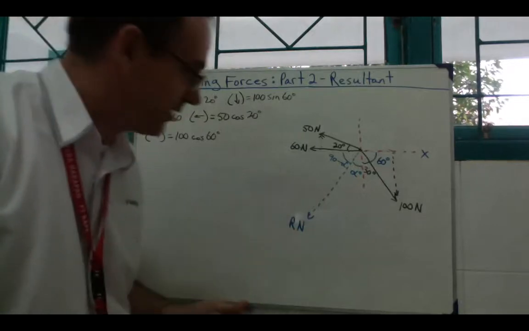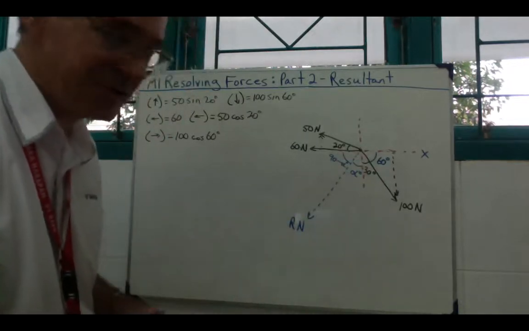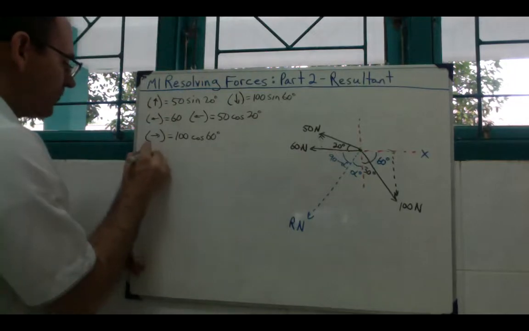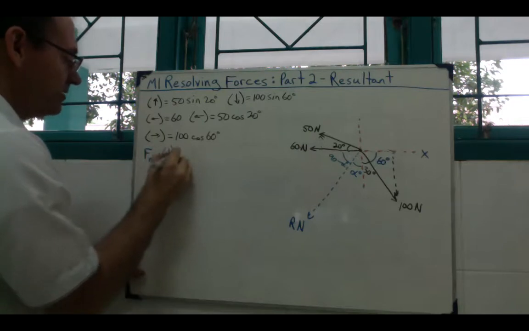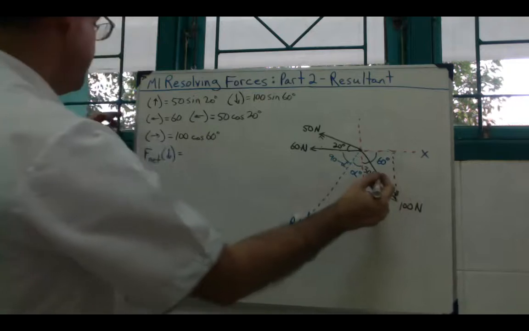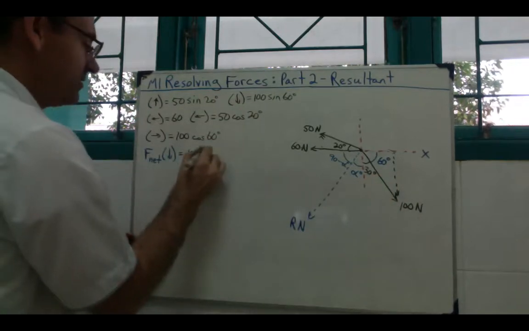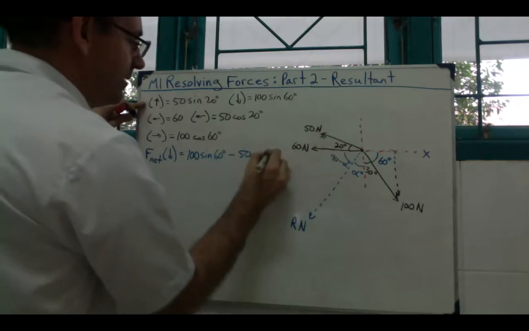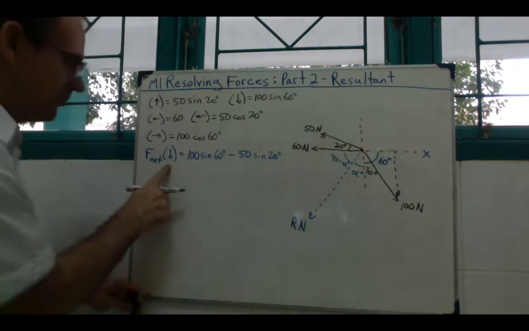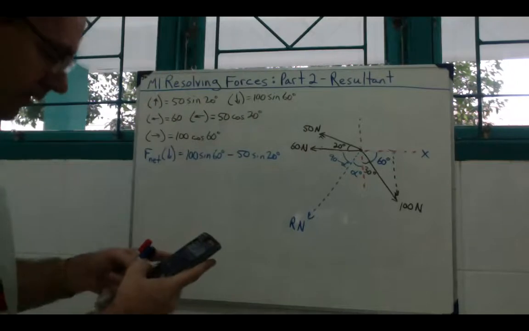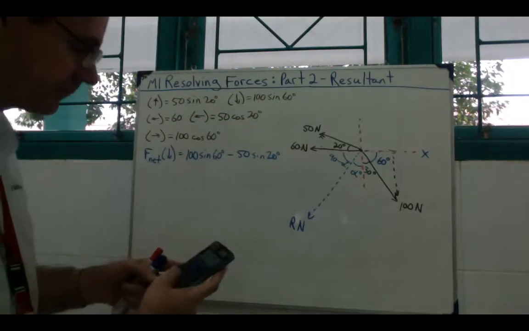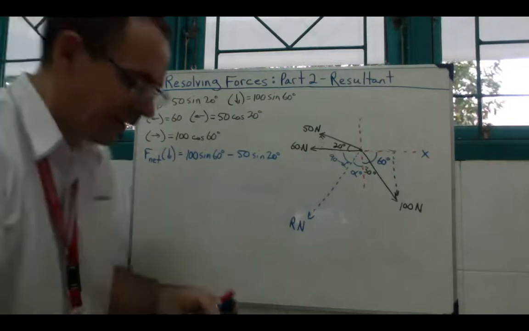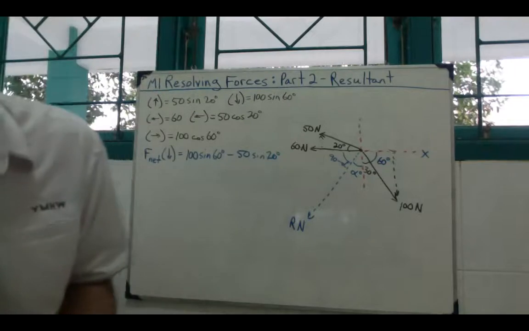Okay, now we want to find the resultant. Well, at least with the picture, we can tell which direction we're going, so that we know that these forces are resolved downward. So our net force going downwards is going to be this one here, 100 sine 60, minus this one here, 50 sine 20, and it's going to be in the downward direction. So when we do that on the calculator here, 100 sine 60 minus 50 sine 20 gives us 69.5.